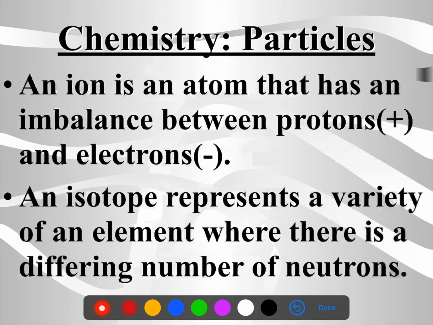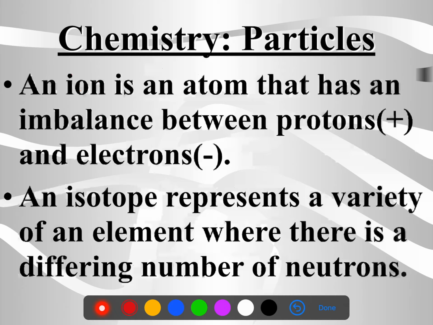And I'll get into that later. An isotope is when you have different varieties of the same type of element. For instance, hydrogen, there's actually 3 types. Hydrogen with no neutrons, called protium. Hydrogen with 1 neutron, called deuterium. And hydrogen with 2 neutrons, called tritium.